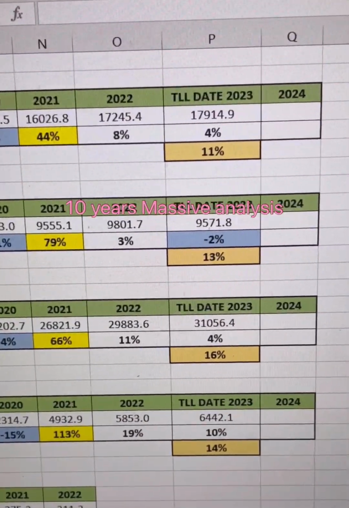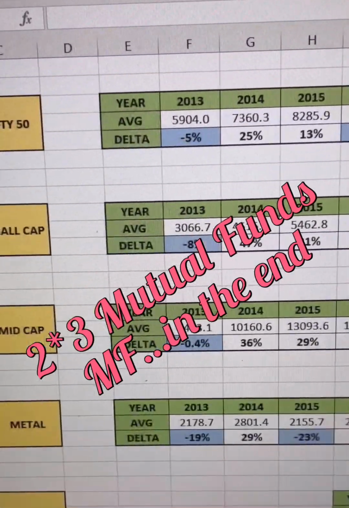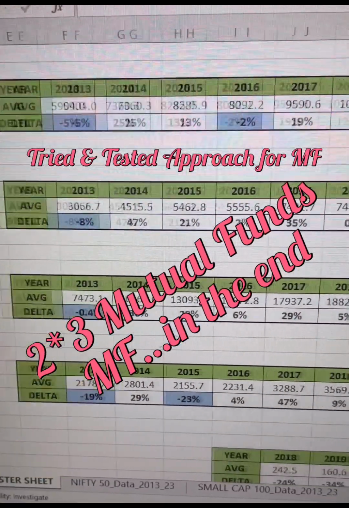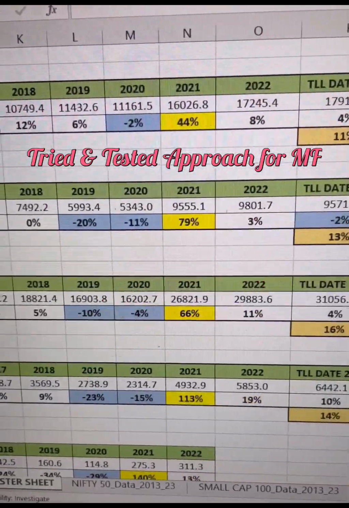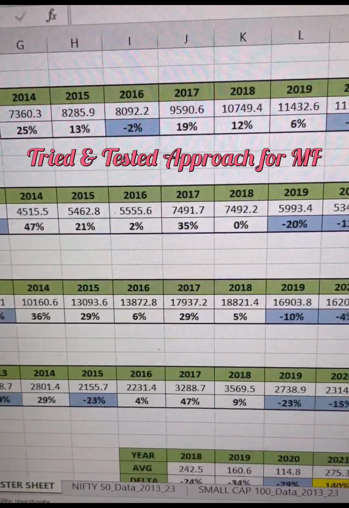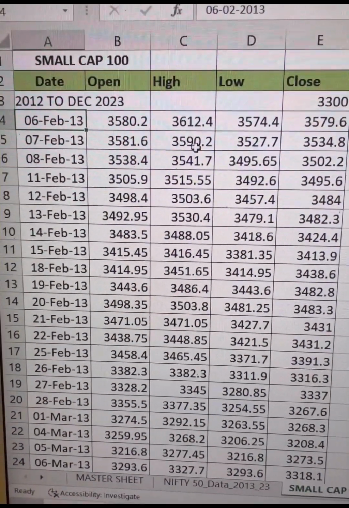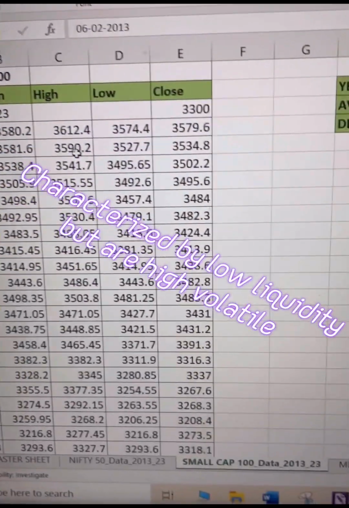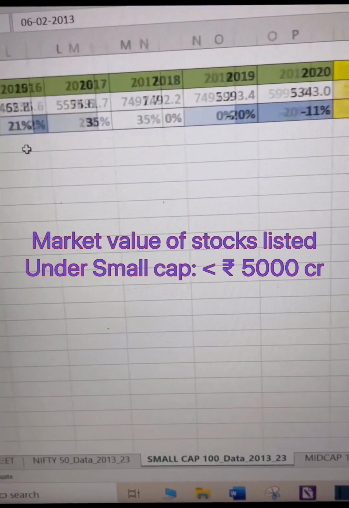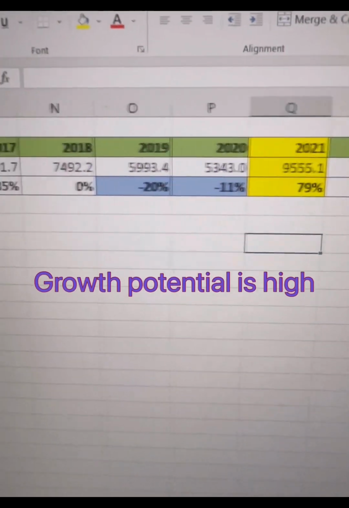First of all, we will go by each section and study this 10-year massive analysis. Then at the end, I will give you 2 to 3 recommended, tested and tried mutual fund schemes. This sheet is a summary sheet which I'm going to explain at the end after concluding each sheet. So let's start with the small cap. In small cap 100, we have 100 listed stocks with market value less than 5,000 crores. So let's start with the analysis.